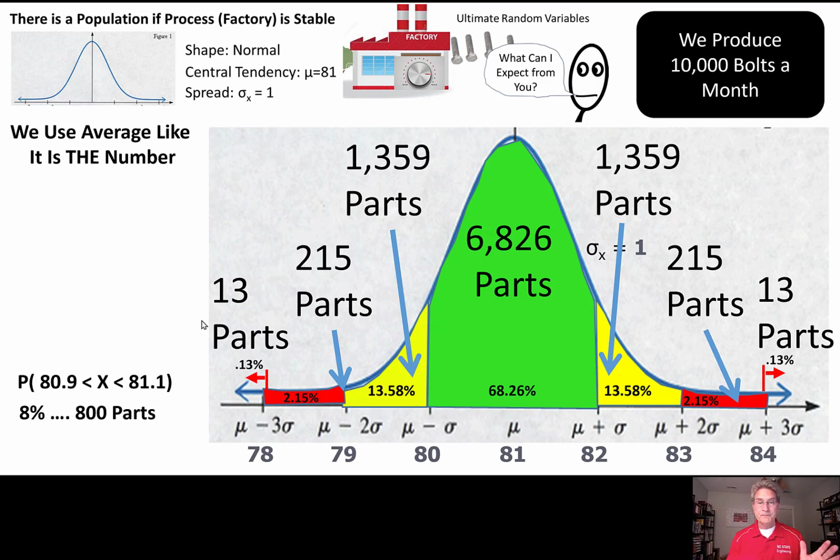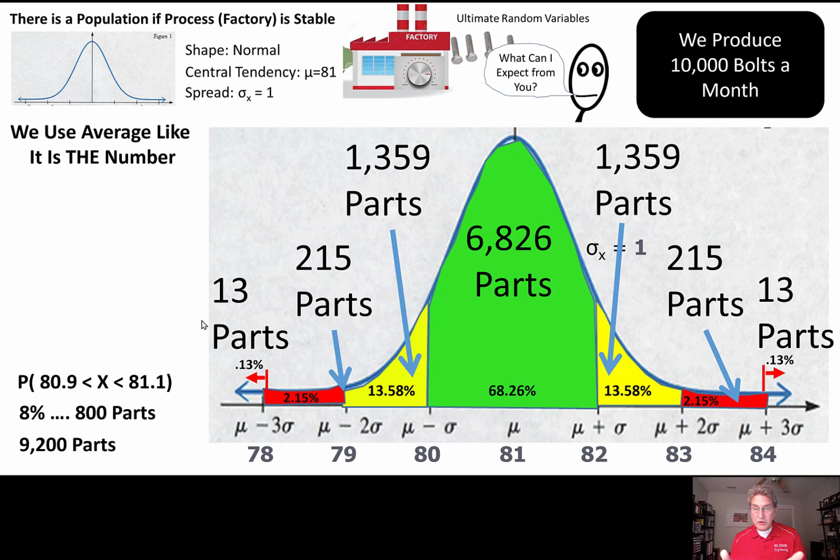Whoa, wait a minute. What you're telling me is that number that I've always treated as the number, we're only going to have 800 parts that actually are at that average this month. That leaves 9,200 parts that aren't at the average. Okay, again, I just want to plant that seed that the way we have typically thought of average and used average as the number isn't right.